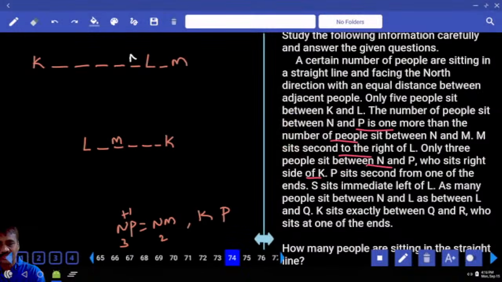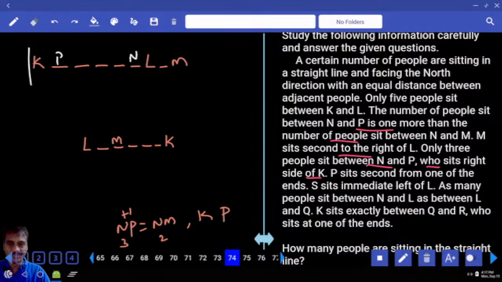Can we have N at this place? If N is here, between N and P how many people must be there? 3 people. Now N and M 2, 3 people, 1, 2, 3, P can be here. And P is to the right of K. Is it right? But what is the information? P sits second from one of the extreme. Then K is here. There is one possibility we have discussed.